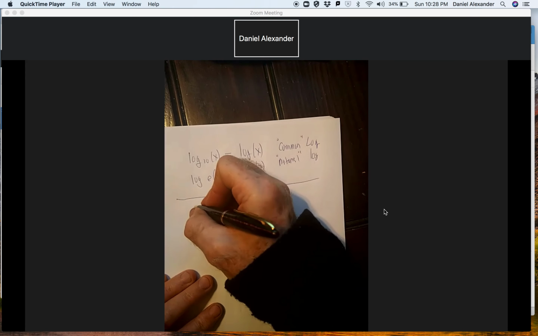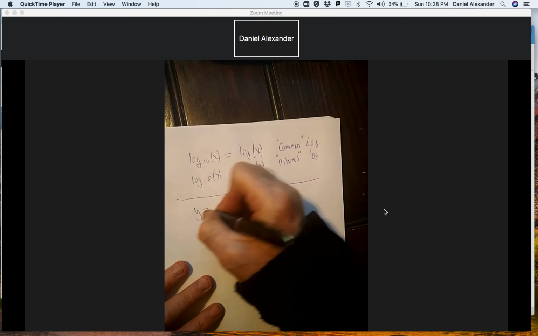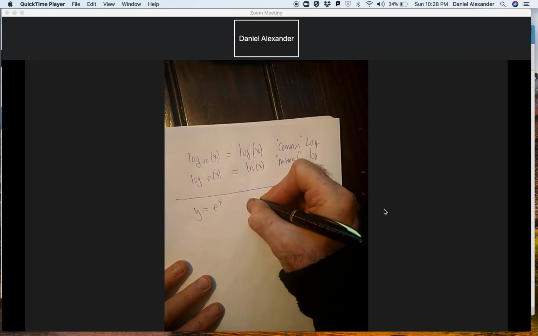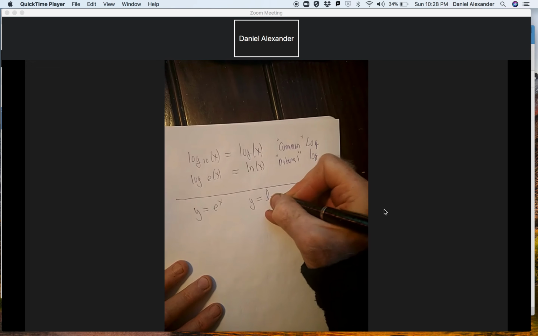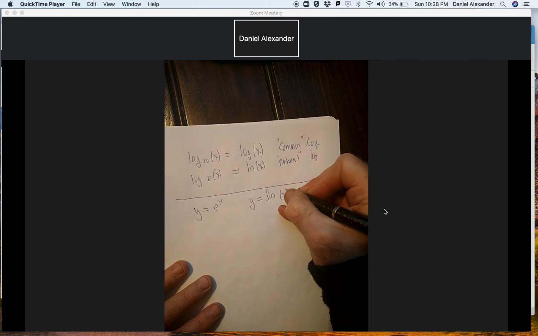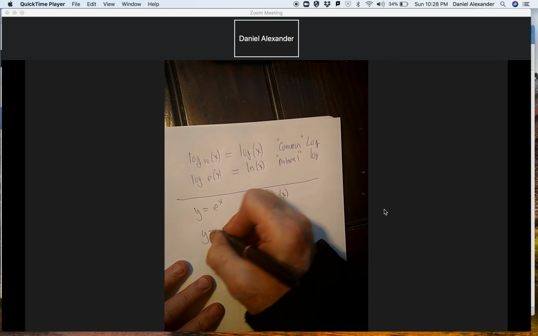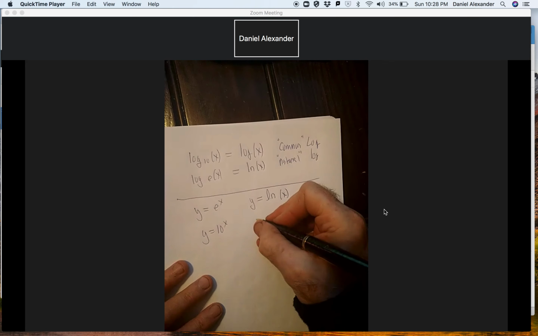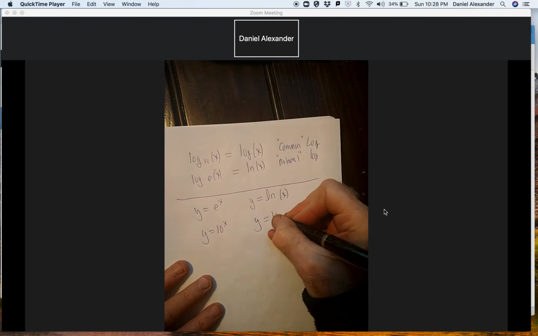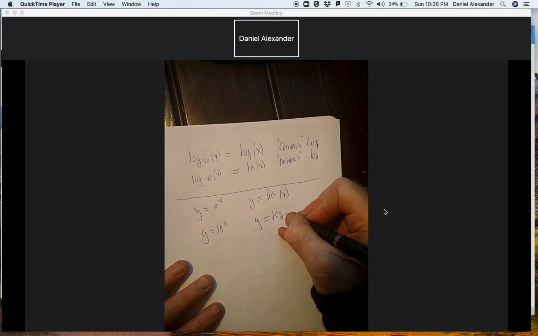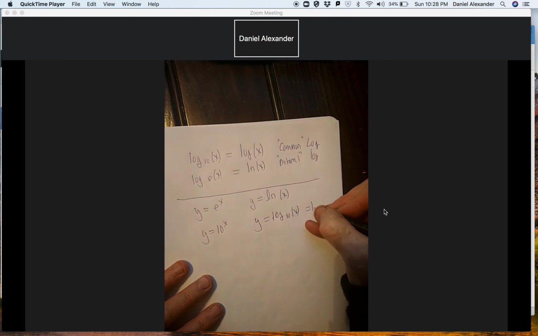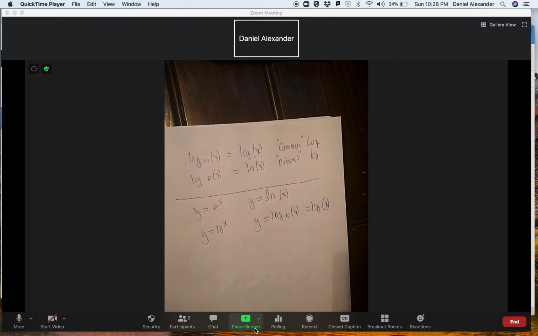So what I'm going to do is look at the graph of y equals e to the x, and then y equals natural log of x. And then we'll also look at this one, just for variety: y equals log base 10 of x, which just equals the log of x. Okay, so I'm going to share and jump over to Desmos.